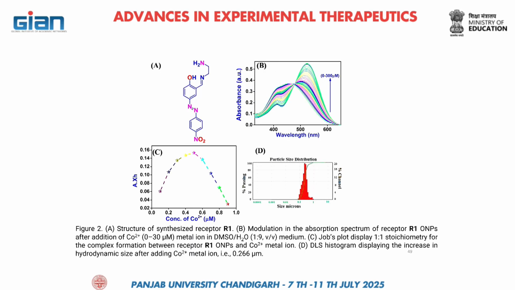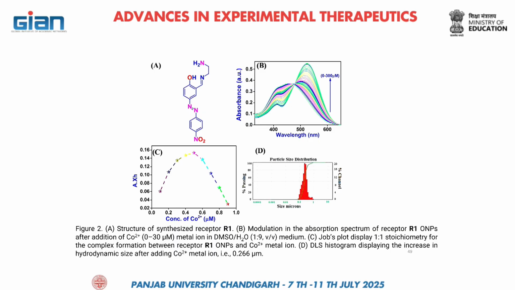And if you see, upon successive addition of cobalt, there was a change in the absorption. It means cobalt is binding by utilizing two nitrogens, one sp3 nitrogen and one sp2 nitrogen, and the hydroxyl group. When the cobalt binds over there, it will affect the ring current of the azo dye. So there is a modulation, a change in the band gap. That's why we are getting the shift.